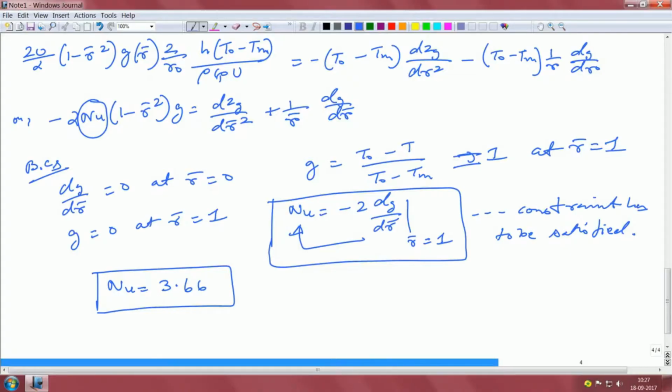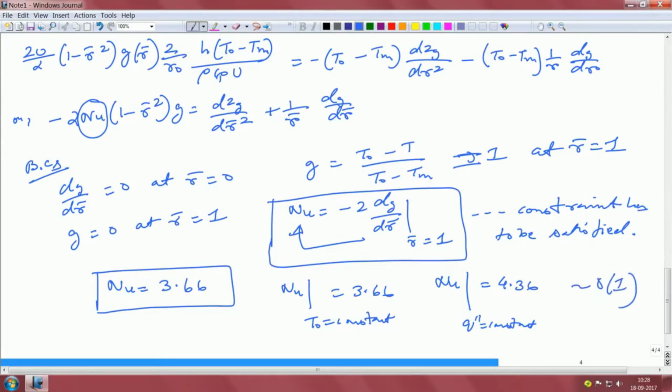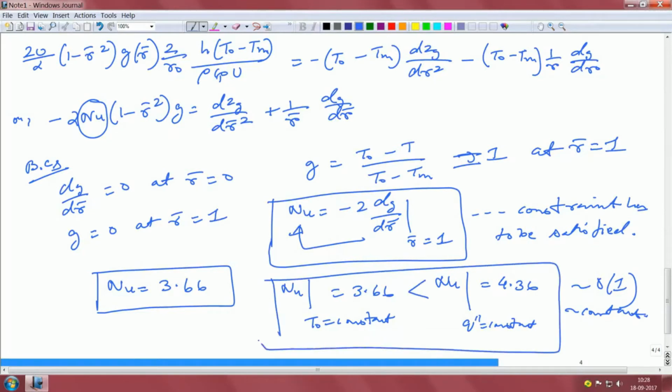Okay. So, this actually shows that the Nusselt number for the uniform wall temperature is actually a little lower than the uniform heat flux. So, Nusselt number for T naught equal to constant condition is about 3.66. Nusselt number for Q double prime equal to constant, right, that is about 4.36. Both are of the order 1, okay. Both are constant, which agrees with whatever we did say earlier, okay. But this one is slightly greater than this, right.